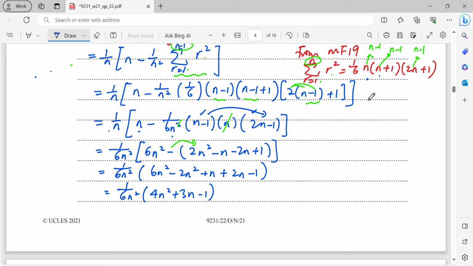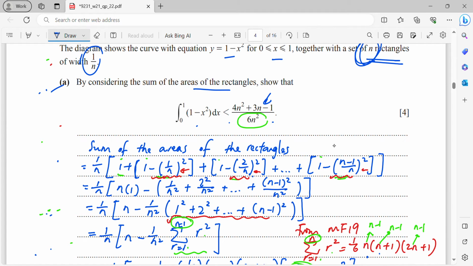So I just need to combine them. So it means that now here I'm getting 4n squared plus 3n minus 1 over 6n squared. This is the expression for the sum of all the areas of the rectangles. Okay, now we need to show this. So this integration is basically the area under the curve.